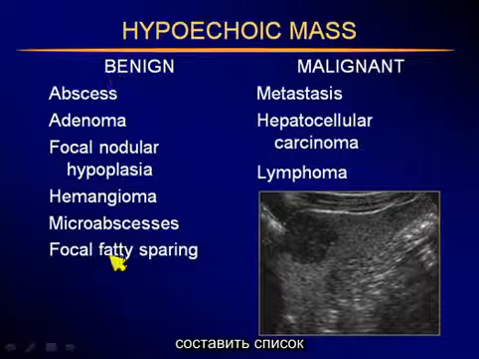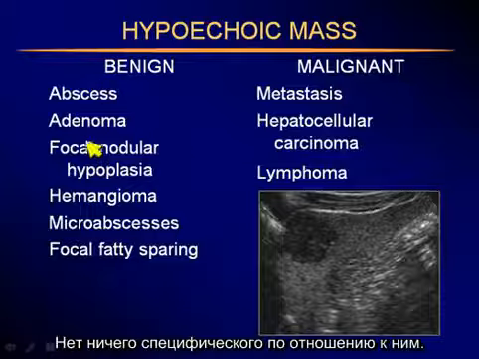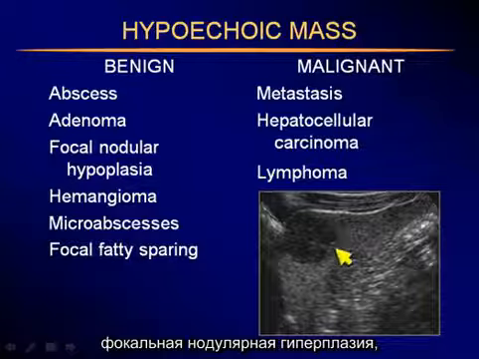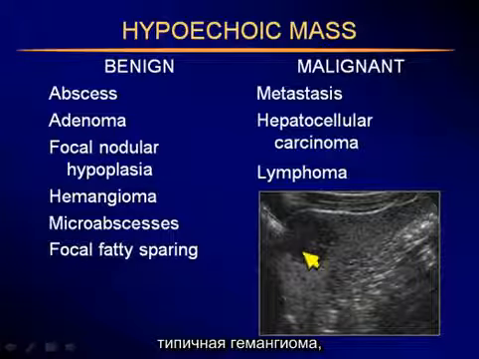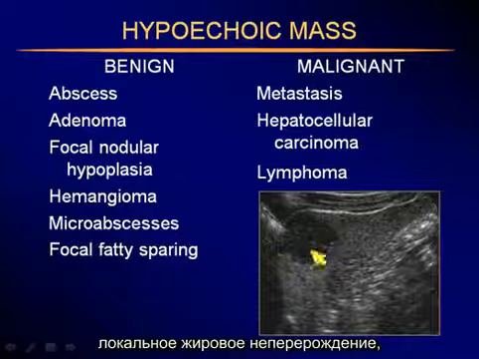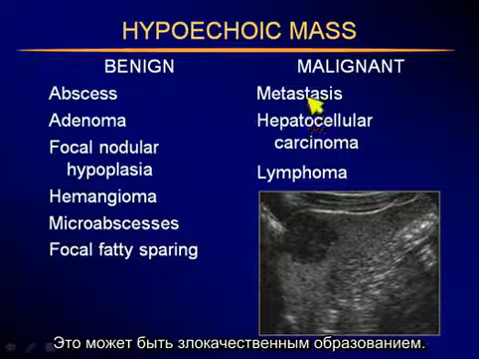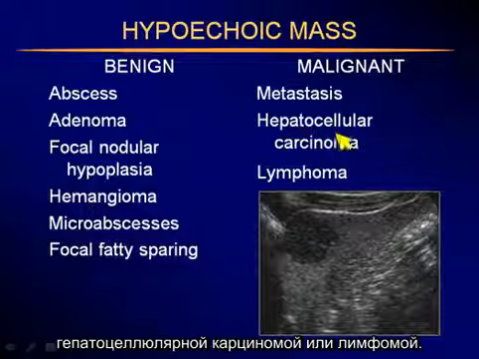just a list of hypoechoic masses in the liver. Nothing very specific about these. We can have an abscess, we can have an adenoma, focal nodular hyperplasia, a hemangioma, an unusual atypical hemangioma, focal fatty sparing, microabscesses. They can be hypoechoic. It could be a malignant metastasis, hepatocellular carcinoma, or lymphoma.